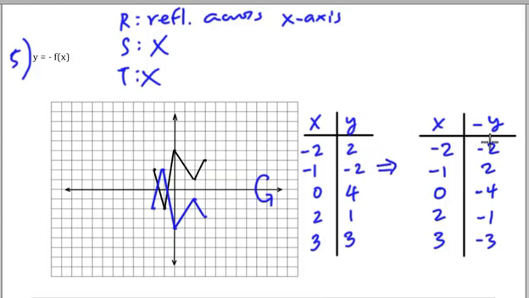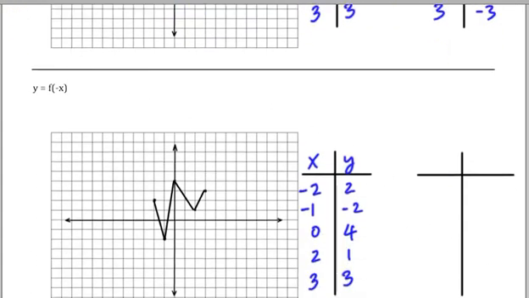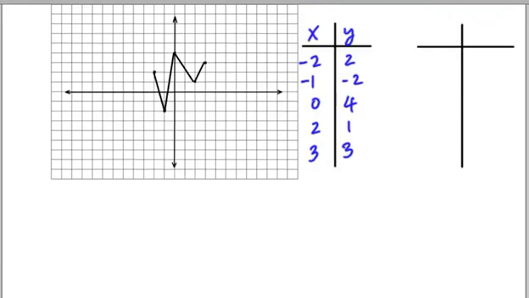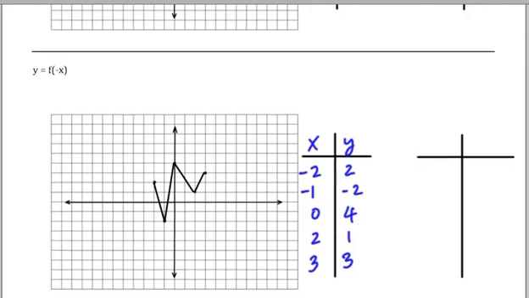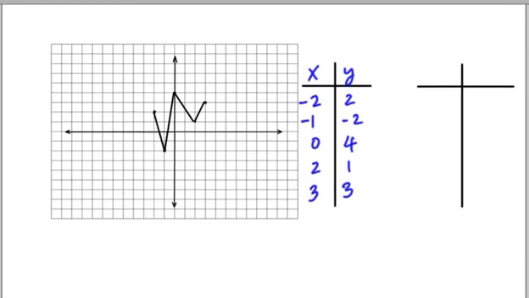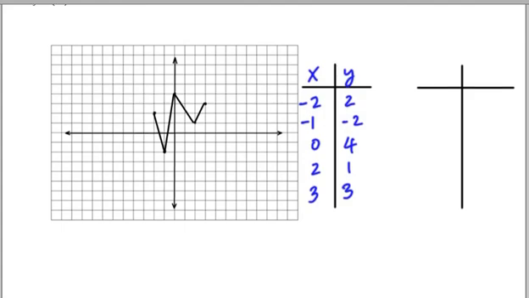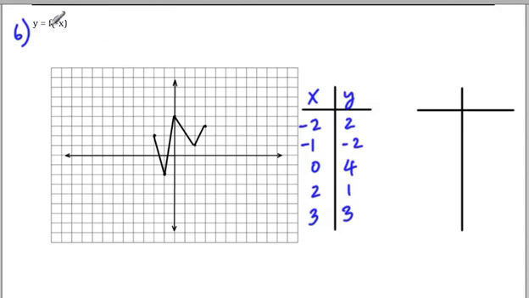All right, so now let's move on to the next one. Let's extend the page a little bit. Okay, there we go. So this is number 6. Here we see y is equal to f of -x. Again, once again, RST.